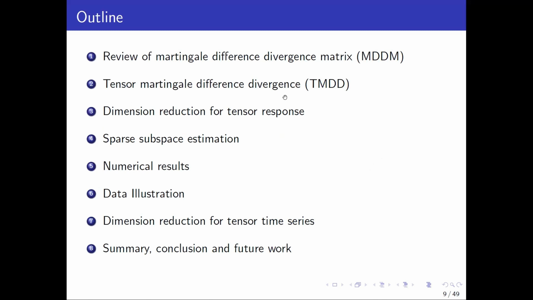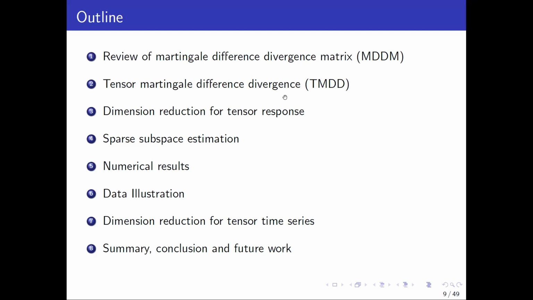So first, I will review one existing metric that is closely related to ours. And then I will introduce a new metric, which we use to achieve the dimension reduction on a tensor response. And there is one extension to our approach, which is imposing a sparsity assumption on the data. I will introduce that and show you some numerical results. And I will revisit the bike sharing data and show you an application of our approach.